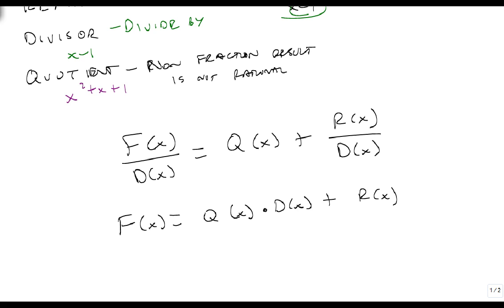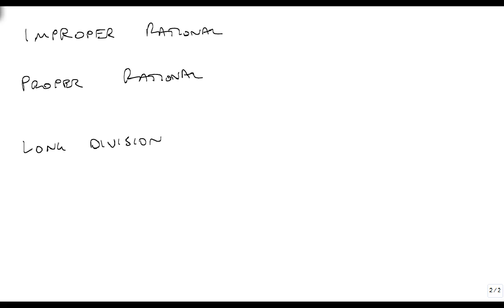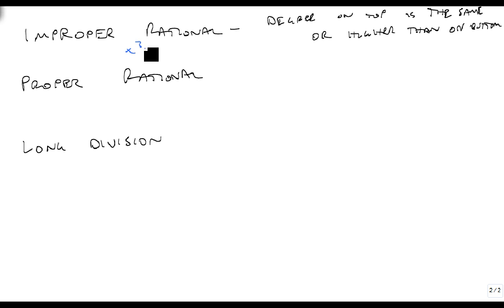Now, here's where the rest of the definitions come in that I briefly alluded to before. An improper rational is a rational where the degree on top is the same or higher than on bottom. So an example would be x cubed minus 1 over x minus 1. This would be improper because we have a degree 3 on top and a degree 1 on bottom, and it's not supposed to be that way.